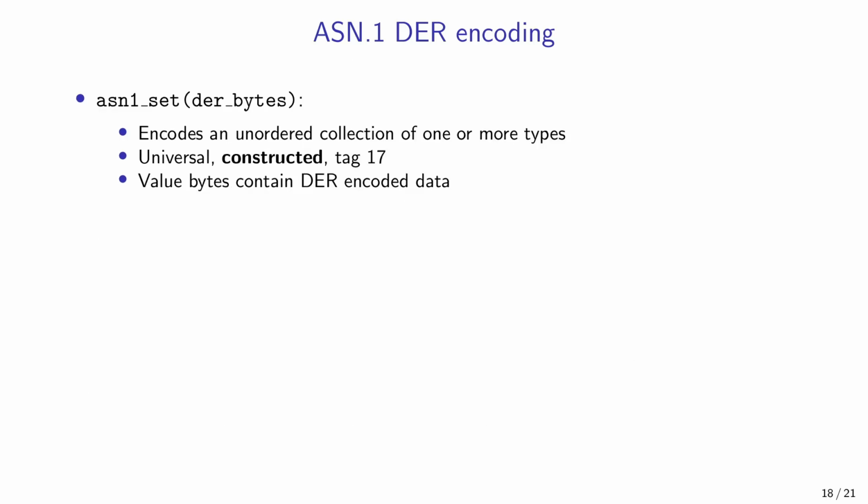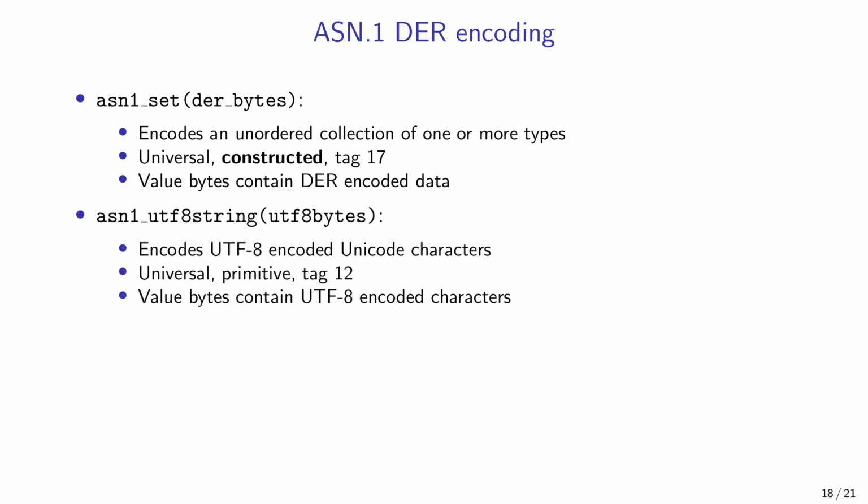ASN.1 set is the same, just that the value of the tag bits encodes the number 17. The value bytes contain their encoded data. ASN.1 UTF-8 string encodes UTF-8 encoded Unicode characters, universal primitive tag 12. The value bytes contain UTF-8 encoded characters, so simply put the bytes passed as an argument into the value bytes.